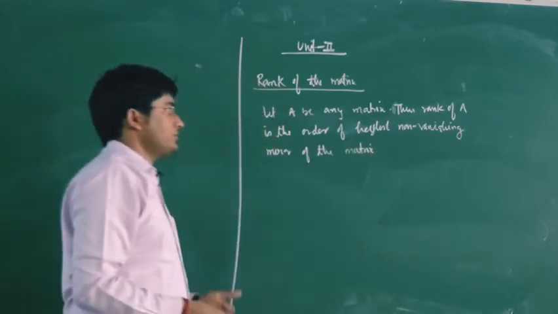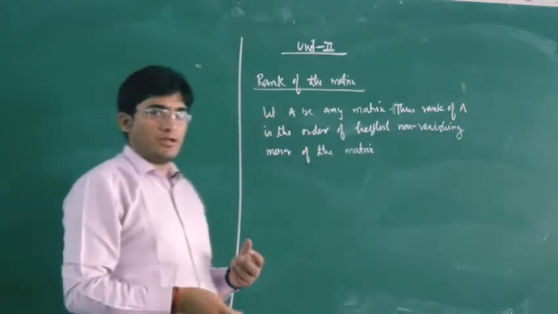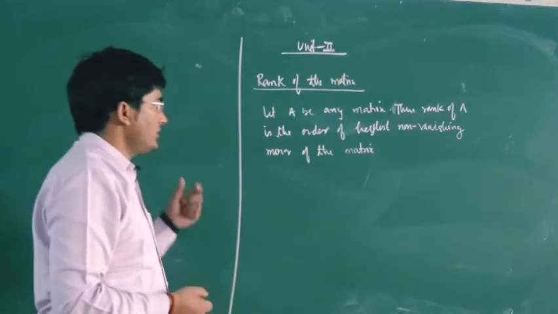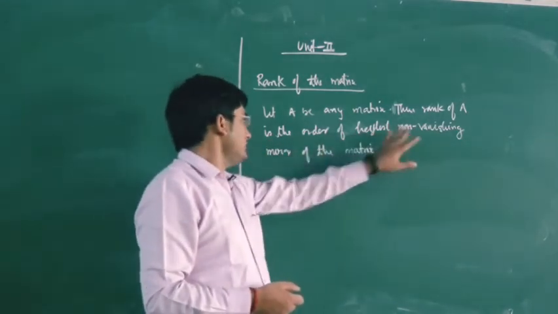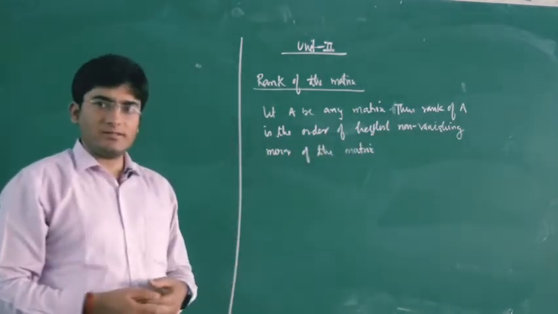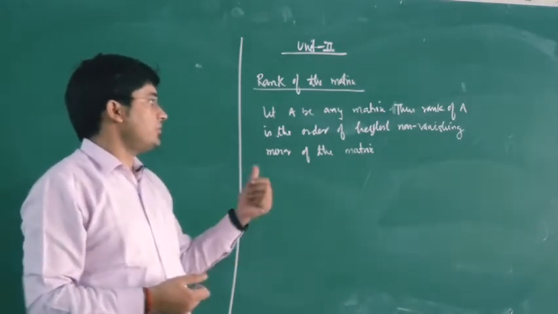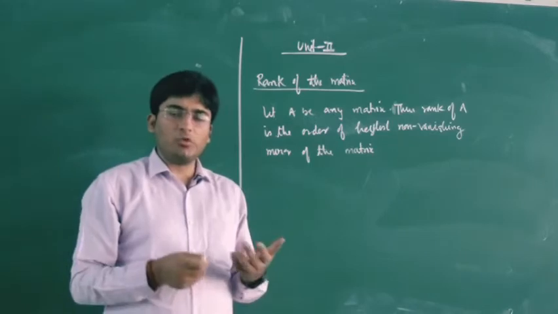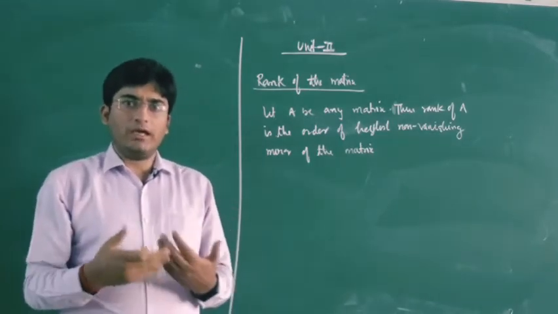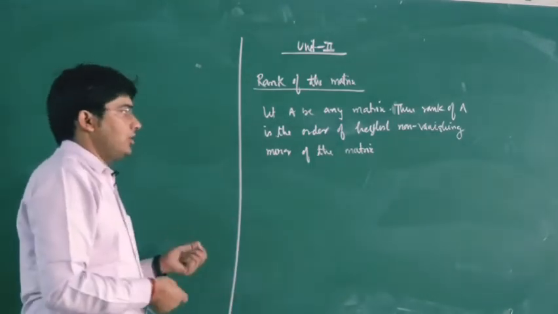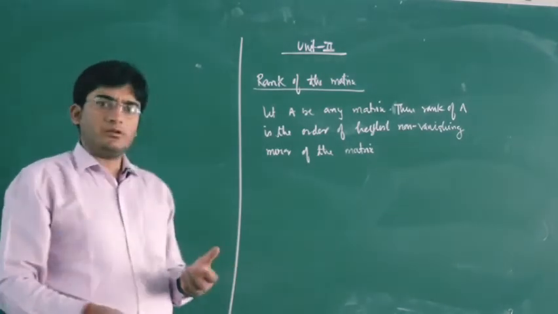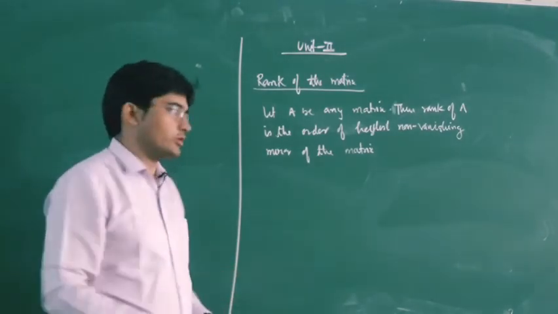Let A be any square matrix, then the rank of the matrix is the order of the highest non-vanishing minor of the matrix. That means if the order of the non-vanishing minor is R, then we will say that rank of A is R and all other minors of order greater than R will be 0.